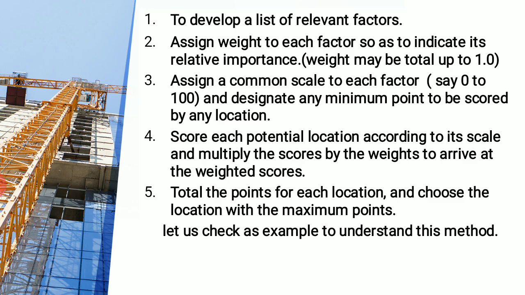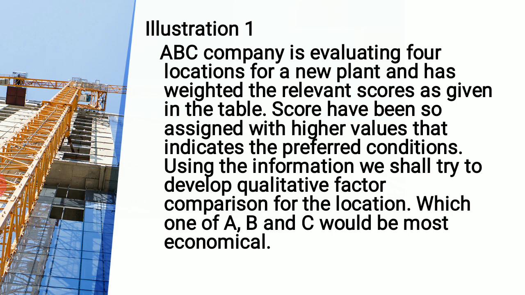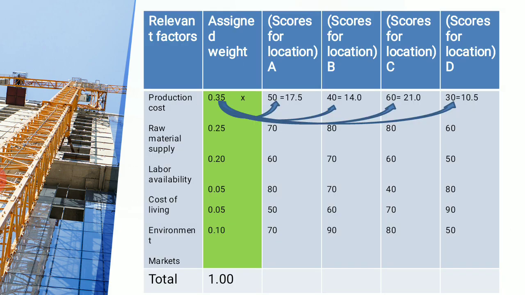Now try to understand this with the help of the example provided here. Suppose the ABC company is evaluating how to decide on its location. That means we have 3 available locations, A, B and C. How the ABC company comes to the correct decision using the qualitative factor analysis method can be seen here.